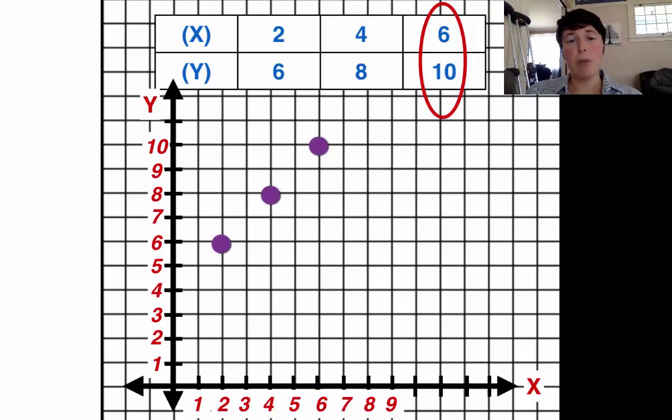And we get these 3 points that look like a nice line. In fact, we can connect those points with a line. And even more, we could take our ruler and extend that line, make it longer, which is what I really want to do.